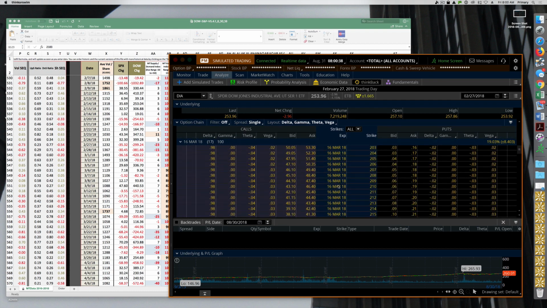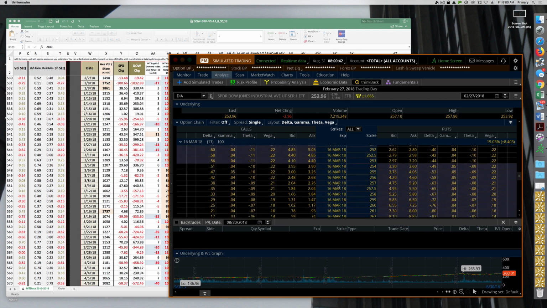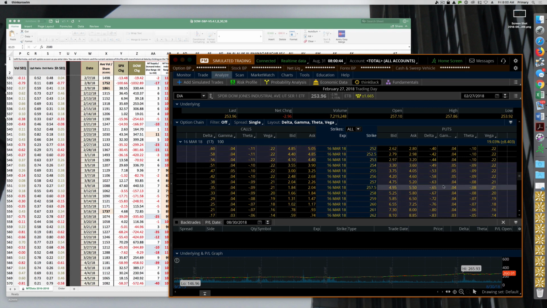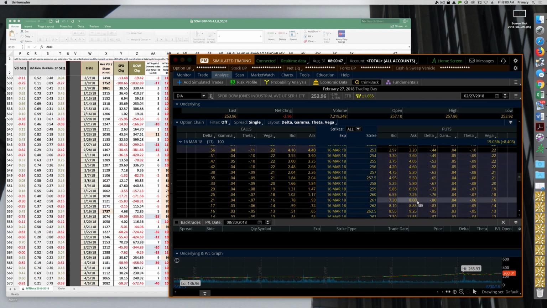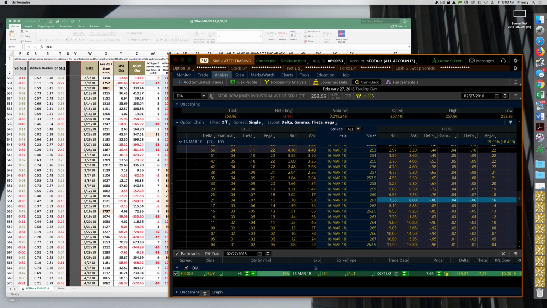And then what we want to do is we're taking a short signal. We want to go in the money on the put side, and we want to take at least an 80 delta. So we're going to be taking this one right here. So the 261 puts, and we're just going to buy 3 of those to be conservative on the position. And let's see what happens.